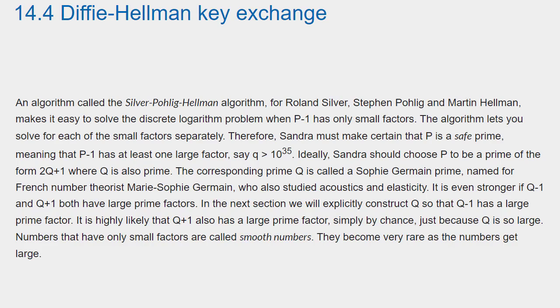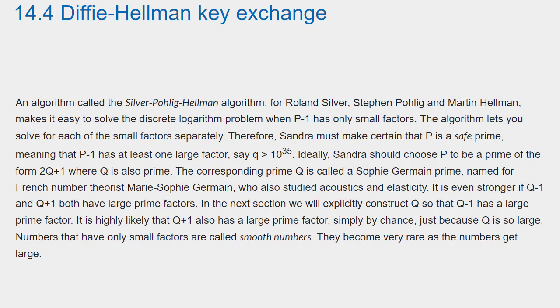An algorithm called the Silver-Pohlig-Hellman algorithm, for Roland Silver, Stephen Pohlig and Martin Hellman, makes it easy to solve the discrete logarithm problem when p-1 has only small factors. The algorithm lets you solve for each of the small factors separately. Therefore, Sandra must make certain that P is a safe prime, meaning that p-1 has at least one large factor, say q greater than 10 to the power of 35.